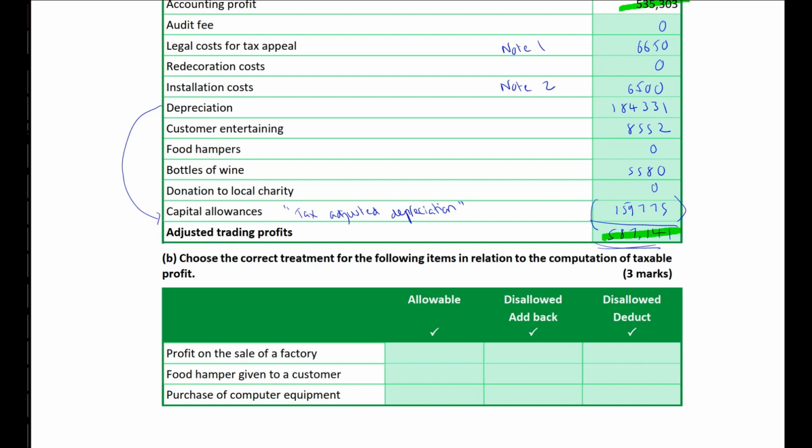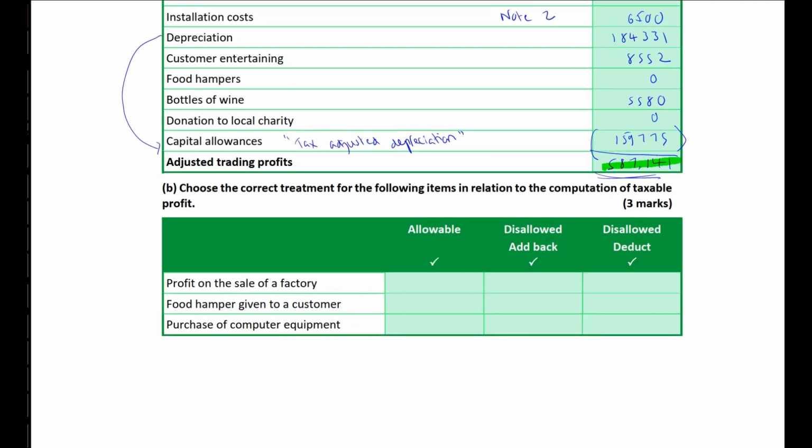Okay, part B of this question then just says a few more things. Let's just test these specific things. 3 marks. Is this something that's allowable? Is this something that's disallowable, which means I have to add it back on, such as the bottles of wine, the entertaining. So I've basically been adding back all my expenses. So I add back expenses that are not allowed because they have had the effect of reducing the profit. And I'm now saying you shouldn't have included that. It's not okay for tax, so we need to add it back. So expenses that are not allowed would be added back on.